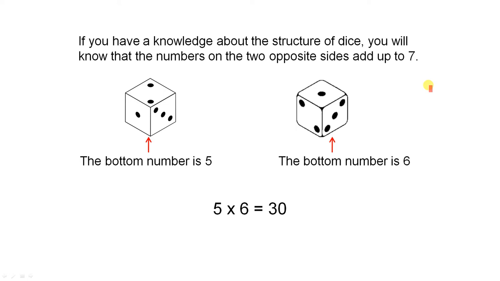If you have a knowledge about the structure of dice, you will know that the numbers on the 2 opposite sides add up to 7. For example, there's the side which has the number 2 on it. The one underneath which we cannot see must be 5, because 5 plus 2 is 7. That's how dice are constructed. That bottom number must be 6, because 6 plus 1 gives us 7. So when we know that little rule, we can see that 5 times 6 is 30. And that's another way of answering the question, but you need to know how dice are constructed to do it that way.